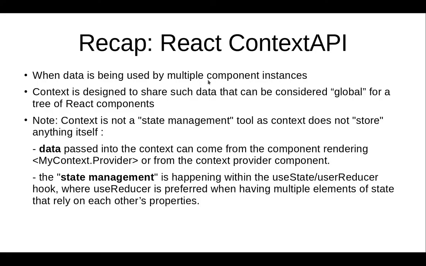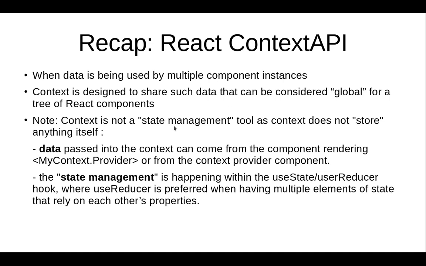So in summary, we use the React Context API in cases where our data is being used by multiple component instances. It helps us to share this data in a way that it will be considered global for the included child components. This feature allows us to have more granular sharing of chosen data between subsets of components.